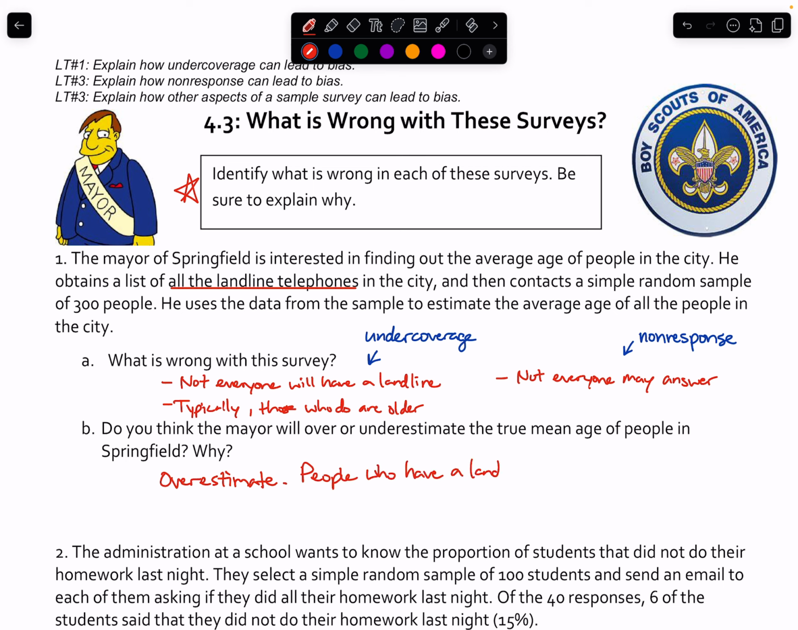And you could add to this that younger people typically don't have them. Okay, but we get that's kind of implied in this case. So his under coverage, missing out on all those young people, means that I'm going to overestimate the true average age of the people in his city. So again, those are two big things, under coverage and non-response.